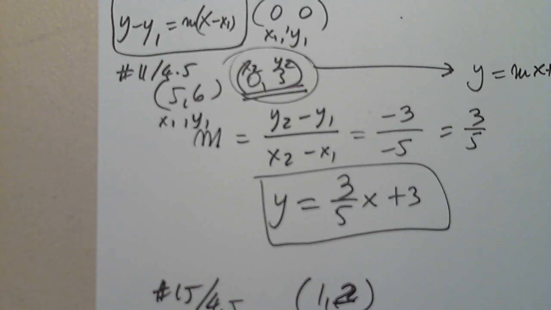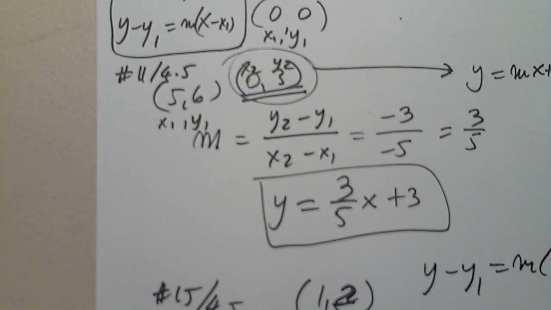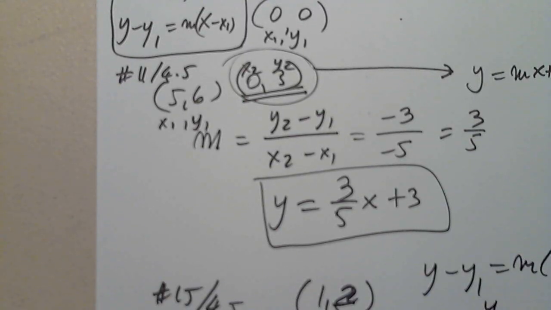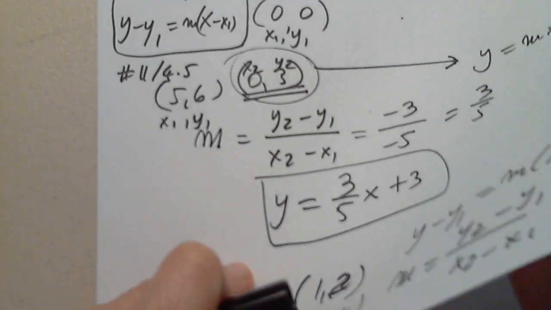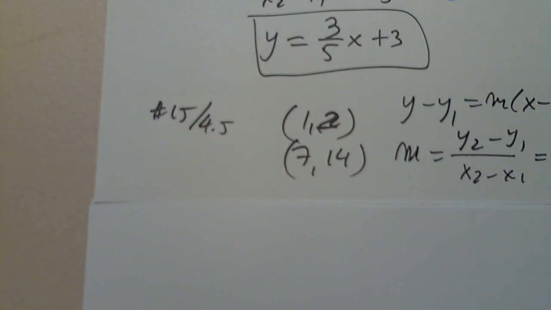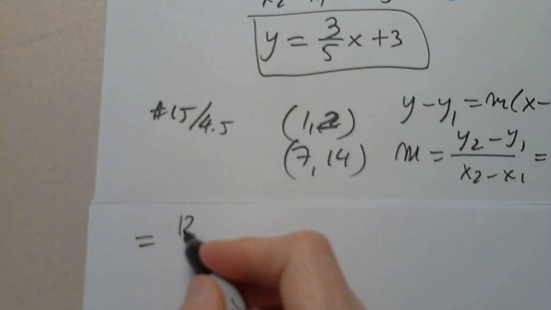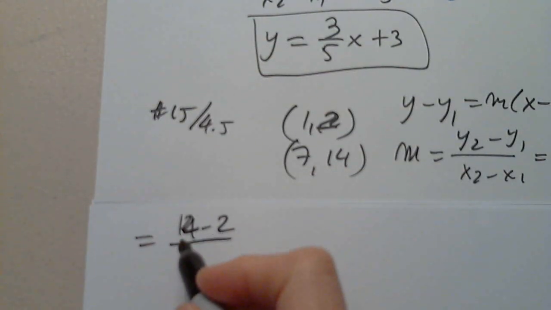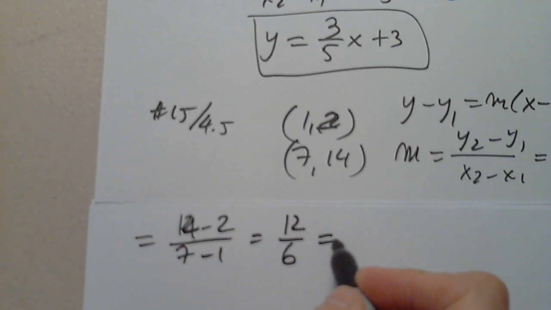Point slope. Yes, the point slope, which is y minus y1 equals the slope times x minus x1. Good. But what do I have to find first before I get there? Slope. Yes, I have to find the slope, which is y2 minus y1 over x2 minus x1. So then, can anyone give us? Is it 2? Yes, I think so. 14 minus 2 over 7 minus 1. So this is 12 over 6, which is 2.